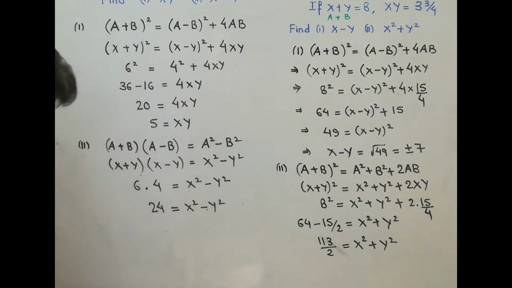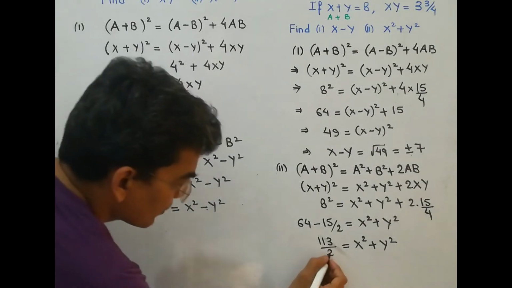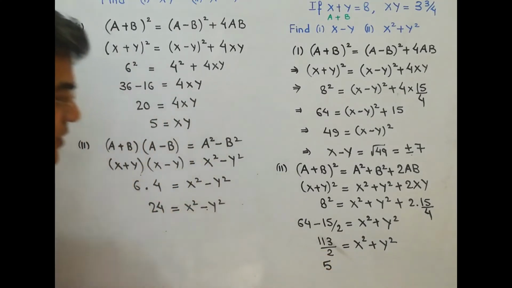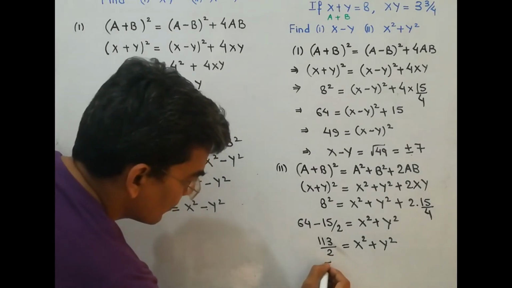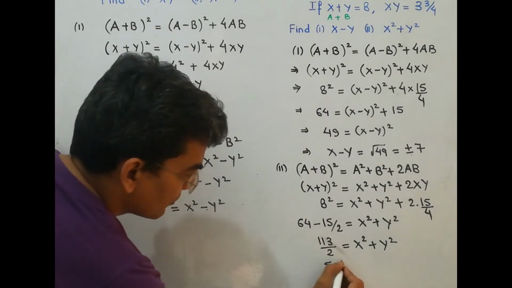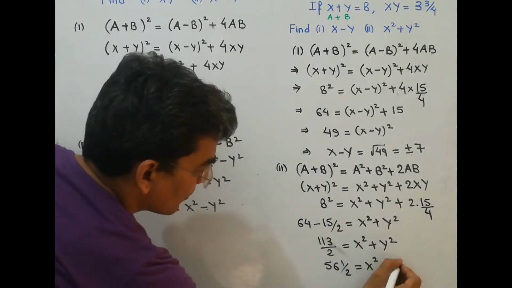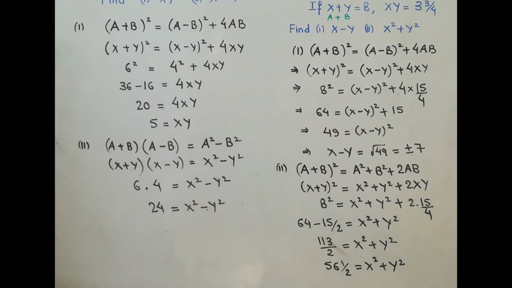So when you divide 113 upon 2, you will be getting 2 fives are 10, 2 sixes are 12. So x square plus y square is equal to 56 whole number 1 by 2. Just go through the calculation once again. So you can pause and note it down.